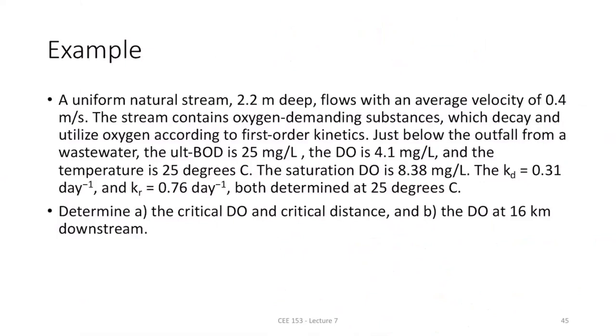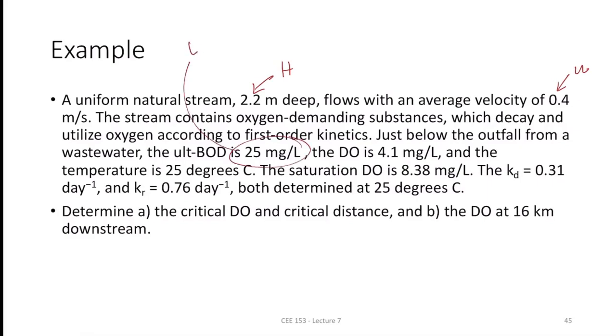A uniform natural stream 2.92 meters deep. So again, this value is h. Flows with an average velocity of 0.4 meter per second, that's u. The stream contains oxygen demanding substance which decays and utilizes oxygen according to first order kinetics. Just below the outfall from a waste well, the ultimate BOD, which is basically L0, that's the mixing point. So that one is L0. And the DO is 4.1 milligram per liter. So that's the initial amount of DO.